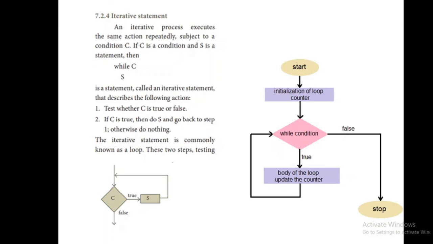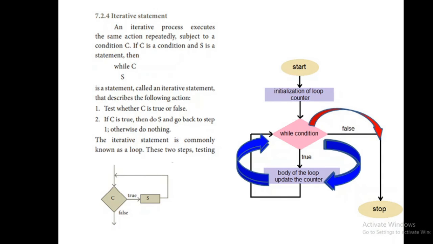Here is the iterative statement. An iterative process executes the same action repeatedly, that means a set of statements executes again and again. Here while is the statement: if the condition is true, the body of the statement will be executed. Then again we check the condition. If the condition is satisfied that time also, the same set of program will be executed. When the condition is false, not satisfied, it gives the false signal, and only then do we exit from the loop.